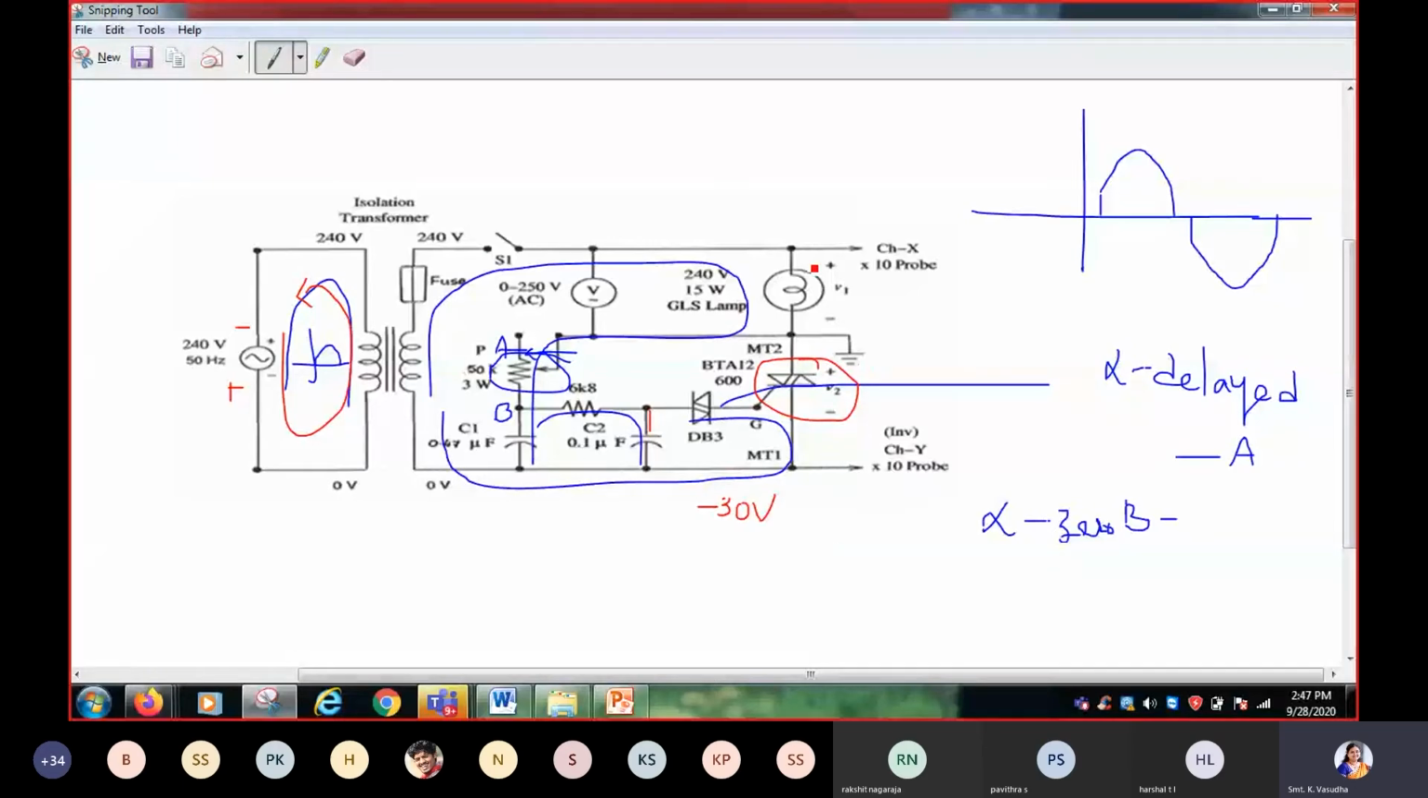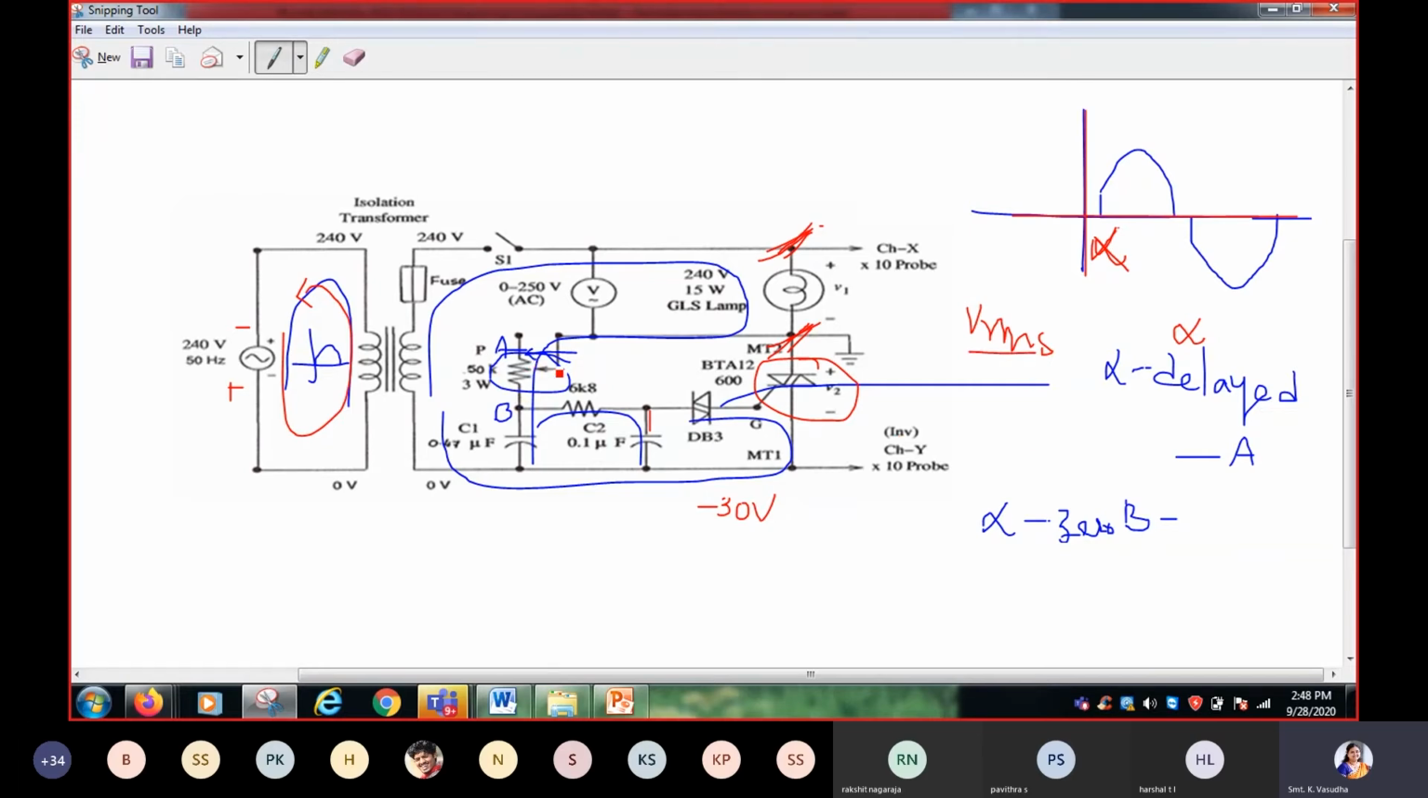Now what we are noting down here is the voltage across the bulb, the RMS value, and alpha from the waveform. We will connect the oscilloscope across the bulb and the multimeter also across the bulb. From the CRO we will measure alpha, and from the multimeter we will measure VRMS. We will make a tabular column like this: alpha and VRMS.